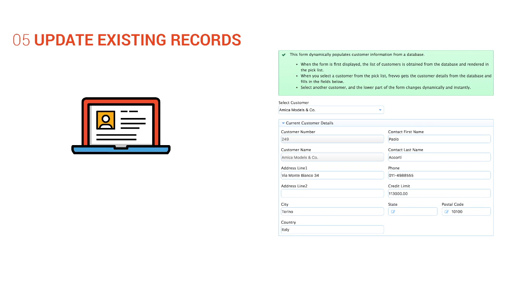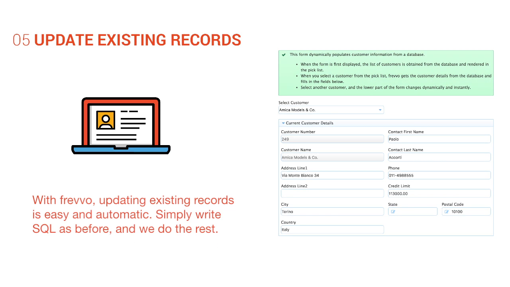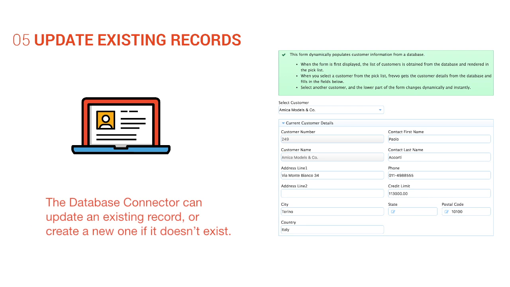5. Update existing records. With frevvo, updating existing records is easy and automatic. Simply write SQL as before and we do the rest. The database connector can update an existing record or create a new one if it doesn't exist.